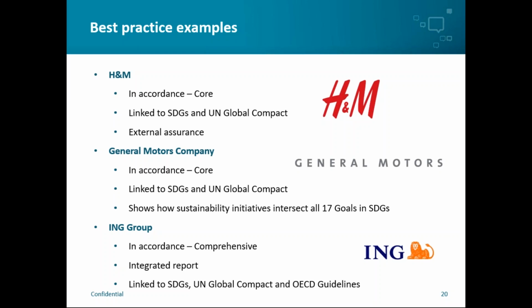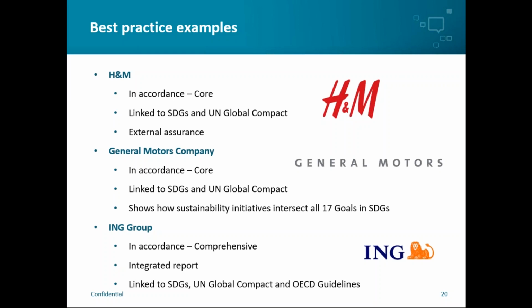So the first one is H&M, which have used the GRI standards and done an in accordance core report, and this one is linked to the SDGs, UN Global Compact, and it's also been externally assured. So if that seems familiar, something you're looking to do, then you can have a look at that one. The next one is General Motors Company, which has also done an in accordance core report, which has also been linked to the SDGs and UN Global Compact.